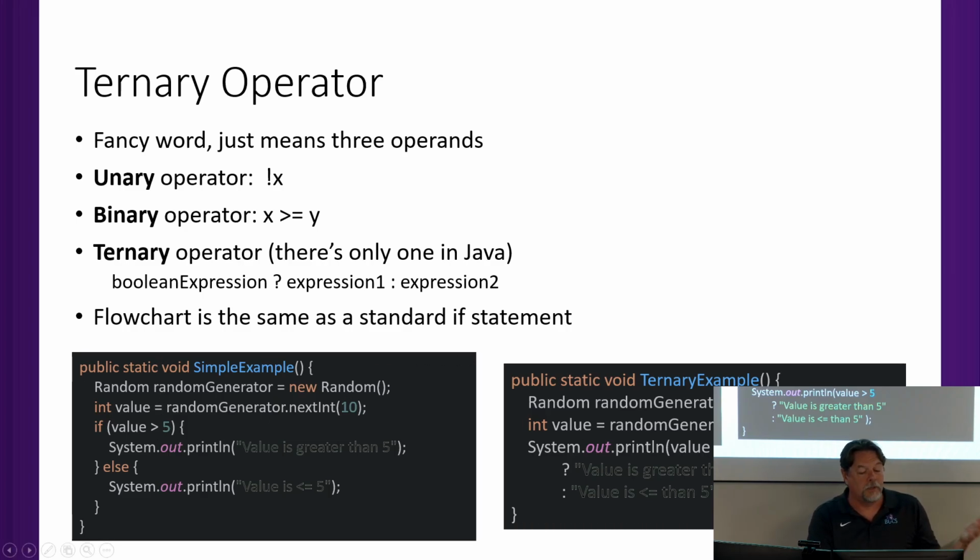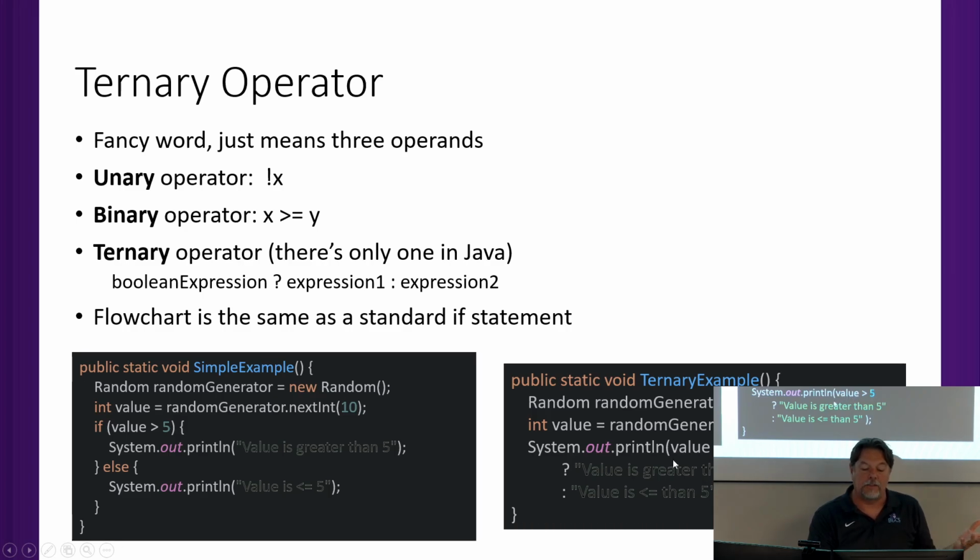So these two examples do the exact same thing. The one on the left says if value is greater than 5, do one print statement, else do the other print statement. The example on the right says evaluate value greater than 5, and if it's true, return the string value is greater than 5. If it's not true, return value is less than or equal to 5.